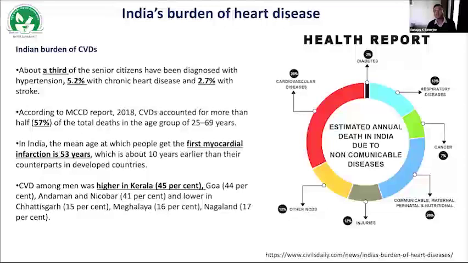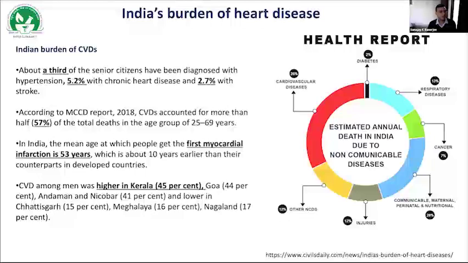If you look at the estimated annual deaths in India among all non-communicable diseases, cardiovascular disease is number one. 26% of people die of cardiovascular disease. One third of senior citizens in India are diagnosed with hypertension, 5.2% with chronic heart disease, and 2.7% with stroke. According to the MCCD report 2008, cardiovascular disease accounted for more than 50% of the total deaths in the age group of 25 to 69 years.